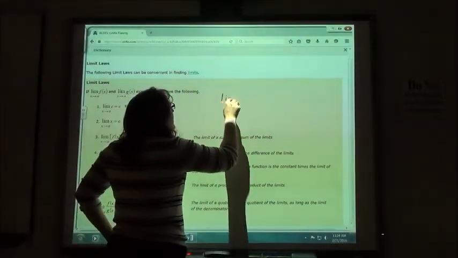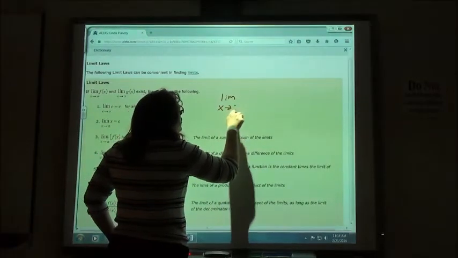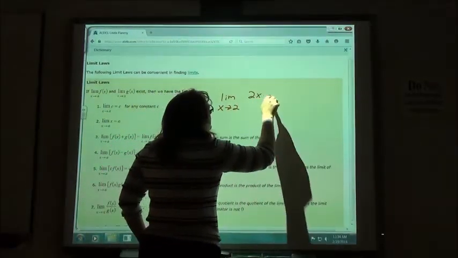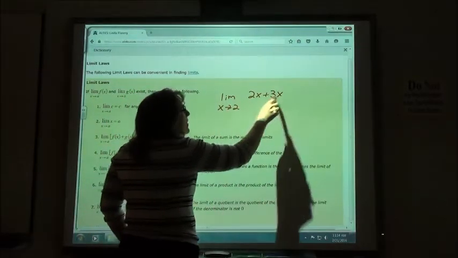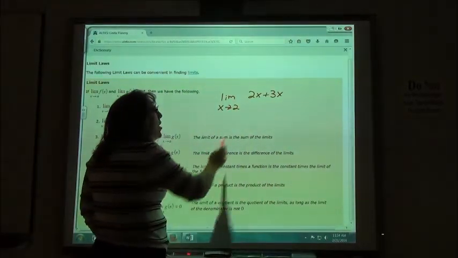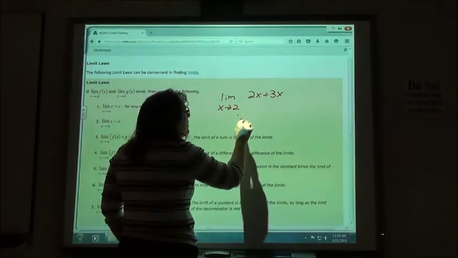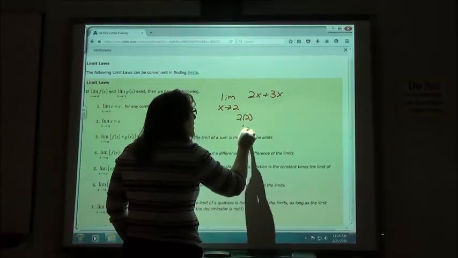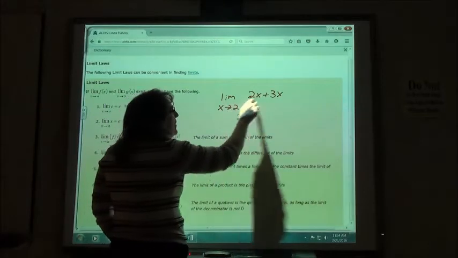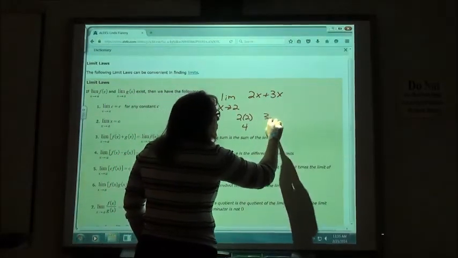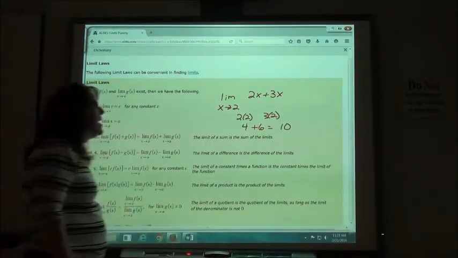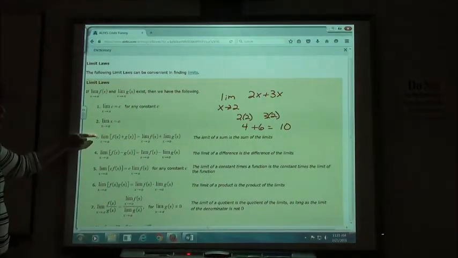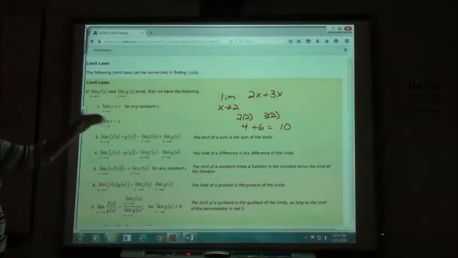If I have the limit as x approaches 2 of 2x plus 3x, I would find the limit of this and the limit of this and add my answers together. Well, if I'm going to find the limit of 2x, I'm going to take 2 times 2, which is 4. If I'm going to find the limit of 3x, I would take 3 times 2, which is 6, so my limit ends up being 10. So it's just saying I could split them apart and find the limit of each of them separately, and then I get my answer.